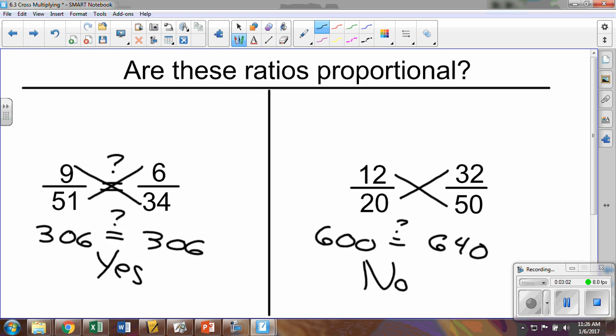Before we had cross-multiplying, if we wanted to know if the ratios were the same, we essentially just divided them out and turned them into decimals. Before, we were using division to check if they're equal. Now we're using multiplication to check if they're equal. Just building our skills, building our toolbox.